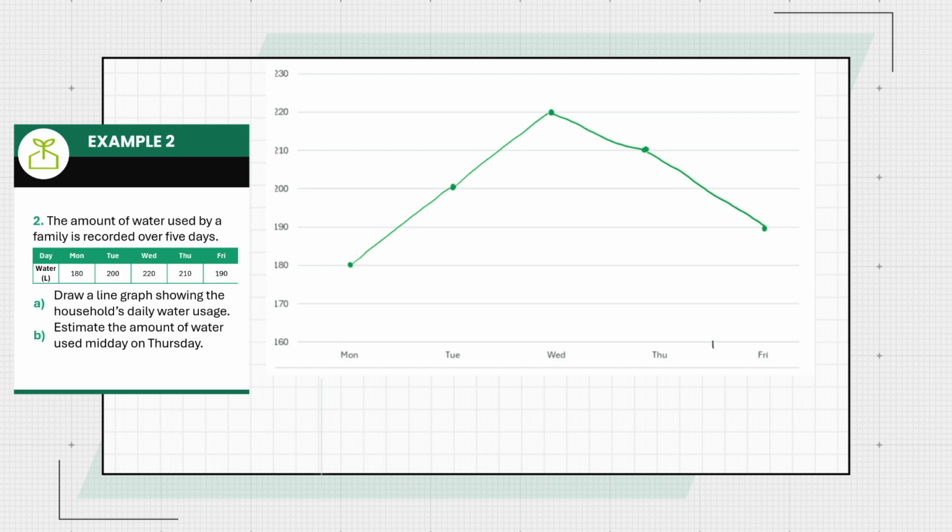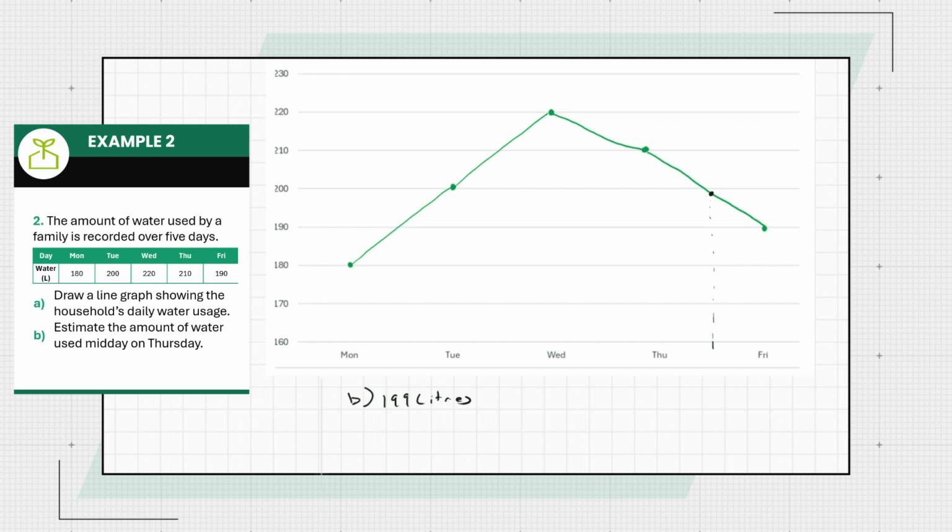So halfway through Thursday and Friday is going to be about here, and then we'll just go up to here, and we can see that it is going to be just under 200 liters. So we can estimate this to be about, let's say, maybe 199 liters. Okay, so again, you can always do a better job, and you can always draw these out a little bit more clearly, but that's a rough idea of how to draw a line graph.